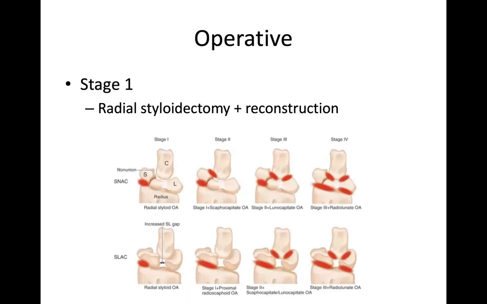So stage 1 with SNAC and SLAC, basically, you do a radiostylodectomy and you treat the cause. So with a SNAC wrist, that would be addressing the scaphoid non-union with an ORIF and bone graft, and you just do a styloidectomy. With SLAC wrist, you do a scapholunate ligament reconstruction and do a radiostyloidectomy. So the management of stage 1 is very similar. Stage 4, there's no option.